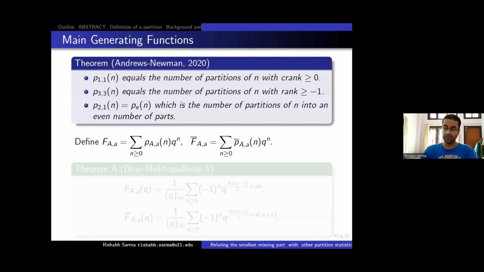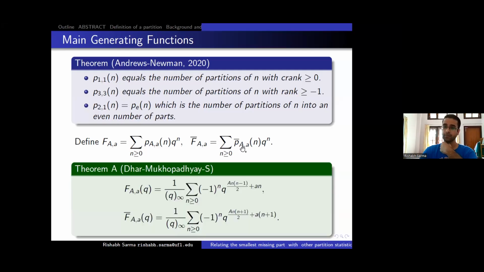This is where we began our work. We tried to generalize these results. We tried to see what happens when we consider different cases of the small a and capital A. So I'm going to describe them here. Let me consider the Q series that has these P_{a,A} and P bar_{a,A} as its coefficients.